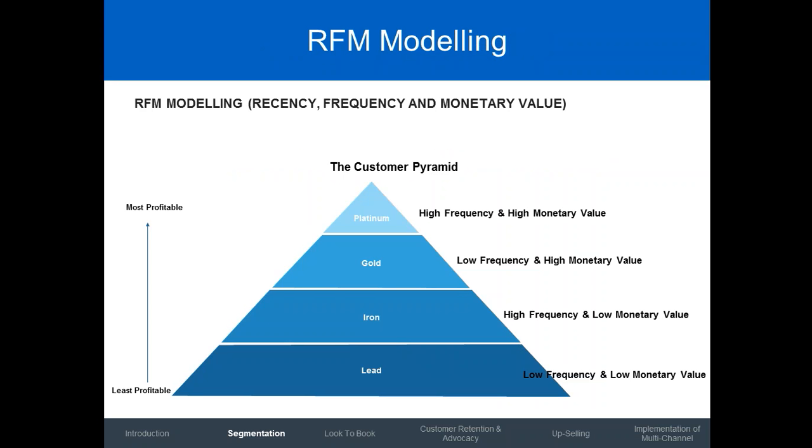This slide broadly explains RFM modeling. If we look at the bottom, we are talking about customers who have low frequency and low monetary value. They could be a customer who buys a bus ticket once in a while. Better than this, we go to the next, high frequency and low monetary value. It could be someone who buys bus tickets twice a month, or maybe a train ticket twice a month. Then comes low frequency and high monetary value.